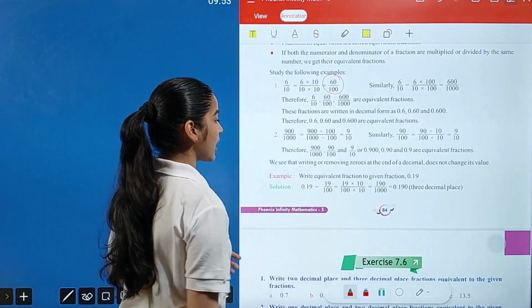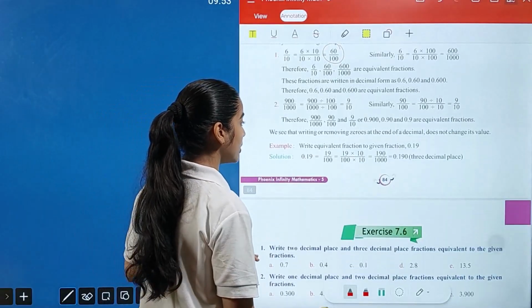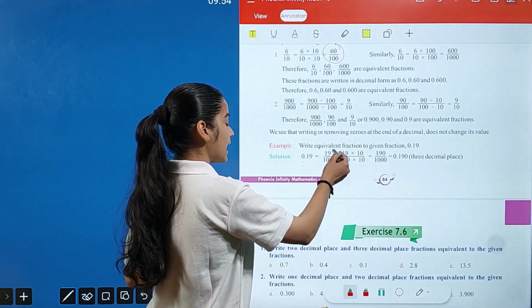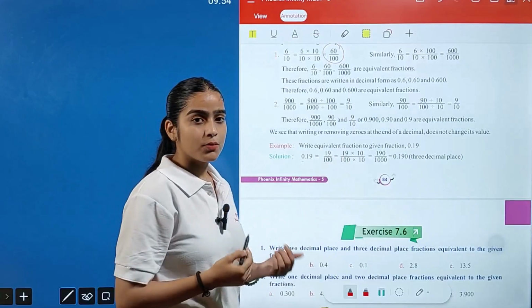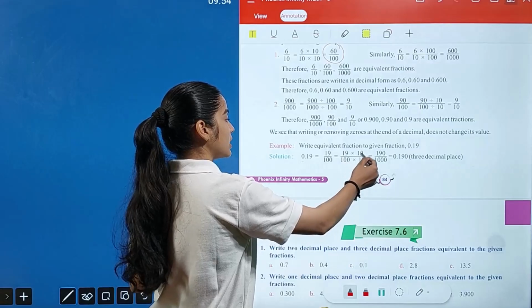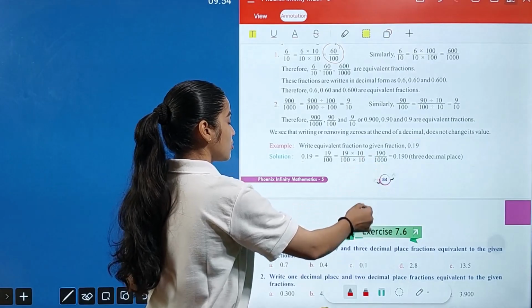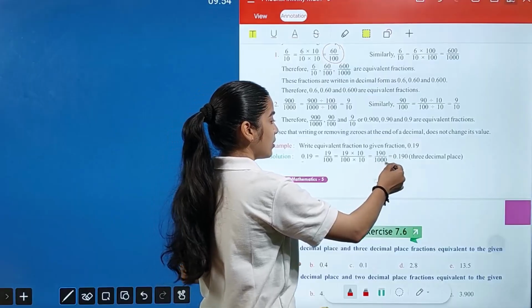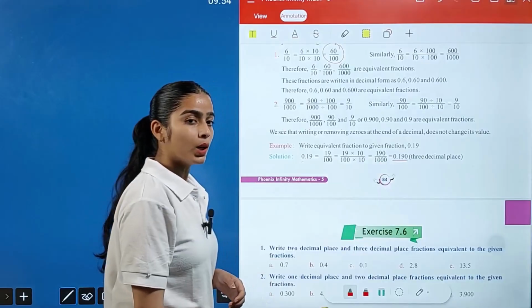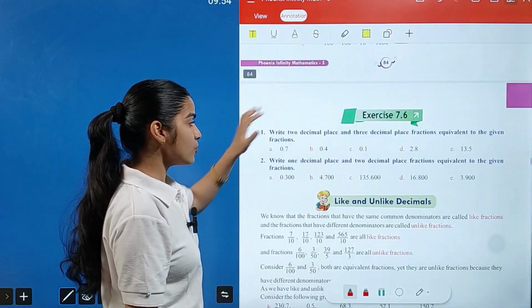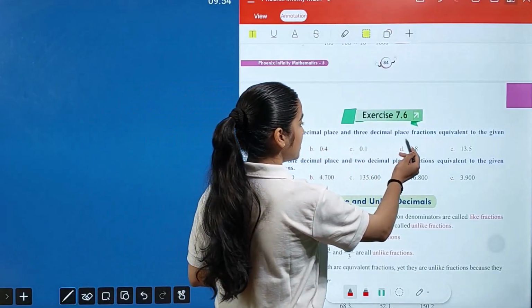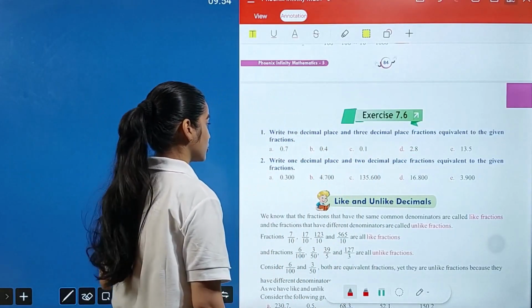So write equivalent fractions to the given fraction 0.19. So 0.19, first we convert into fraction form. 19 upon 100. Now it's totally up to you. You can take any random number. Here we take 10. So 19 upon 100, multiply by 10 and multiply by 10. So your answer will be 190 upon 1000. Further, you convert this fraction into decimal. So you will get 0.190. Now we move forward to our exercise 7.6. Write 2 decimal place and 3 decimal place fractions equivalent to the given fraction.